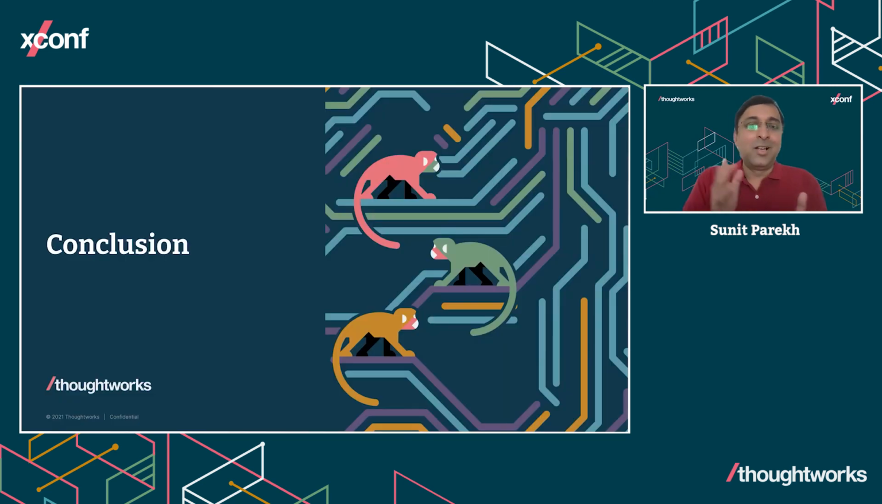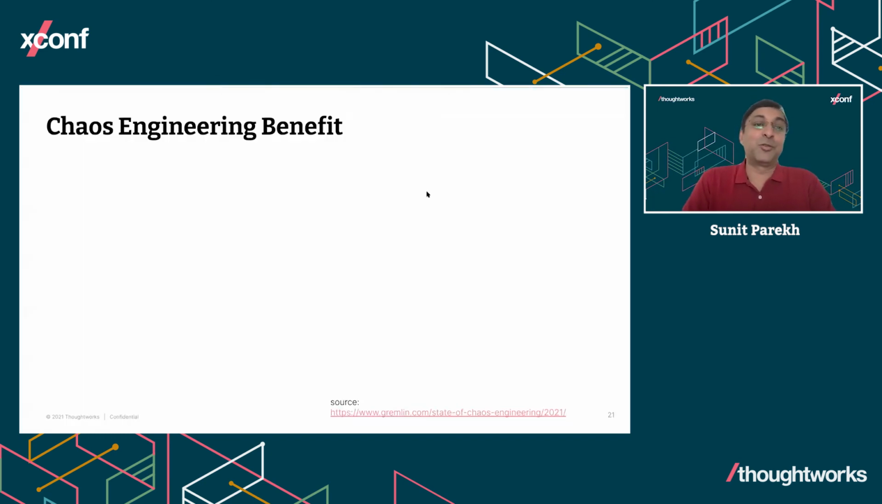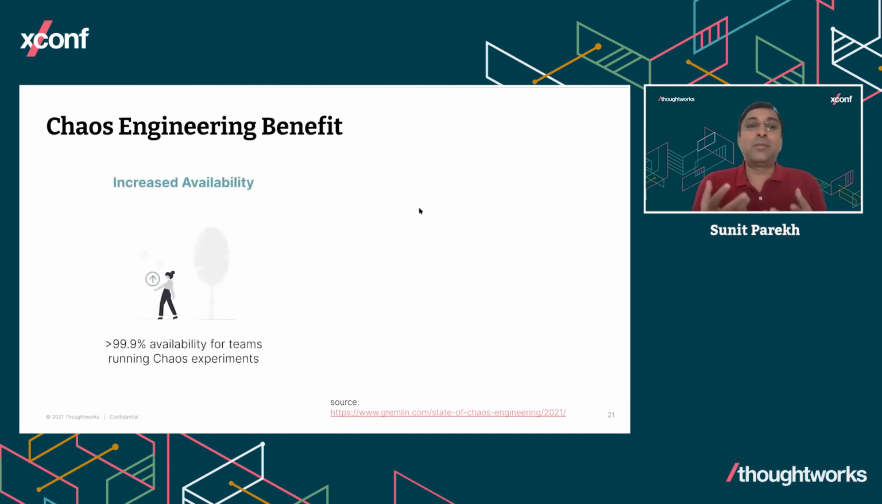Okay, let me conclude by giving you the benefits of using chaos engineering. These are two of the topmost benefits reported in the State of Chaos Engineering report. Those companies who adopt chaos engineering have seen increased availability in their applications: 99.9% availability for the teams running chaos experiments.